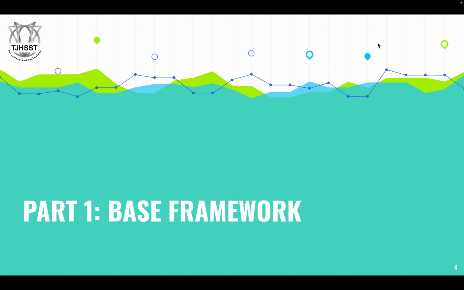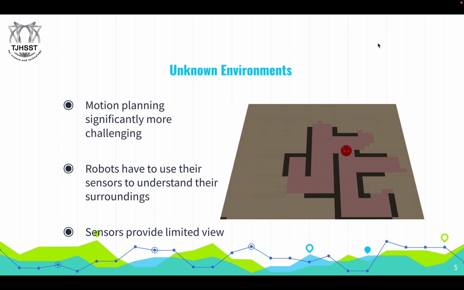So now I'll be touching on what was required to make the base framework of this project. So the base framework included adding the aspect of unknown environments. So unknown environments is the unique aspect of the project. And this also makes motion planning more challenging because robots have a limited view of the environment around them, and they're equipped with simulated sensors to collect information about the environment around them. And as these robots move through the environment, they incrementally build a view of the map as these robots are able to communicate with each other and collectively build some understanding of their surroundings.